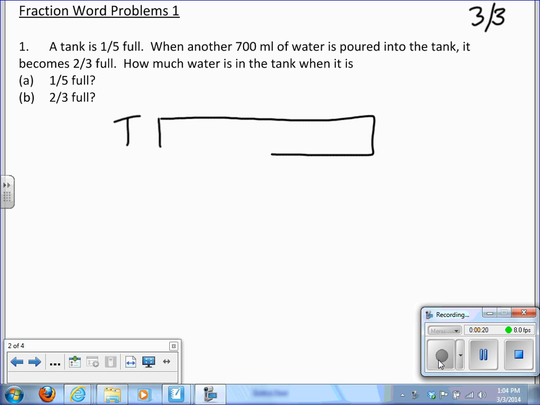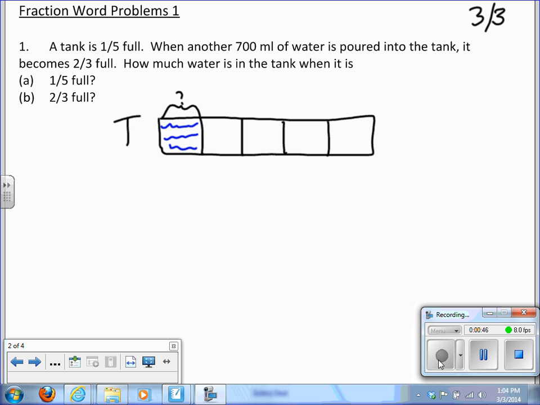All right, let's model this out. What do we know first in the problem? Someone tell me, what do we know first in the problem? Christopher: The tank is 1/5 full. So what should I do to my bar? I need 5 units. Good. And 1/5 has some water. I'll draw a little bit of water on there. Okay, later we're going to be asked to find out what is 1/5 of the tank.